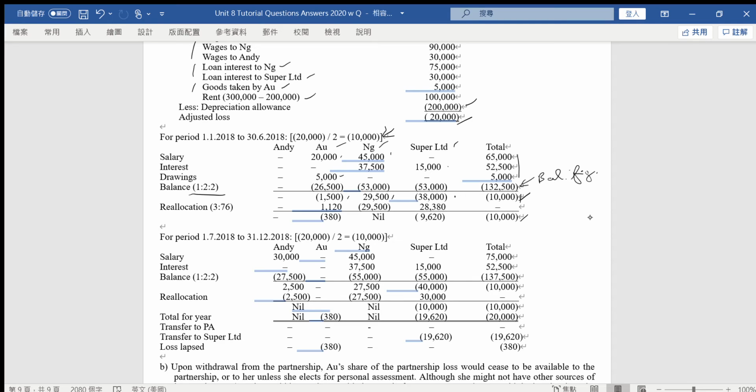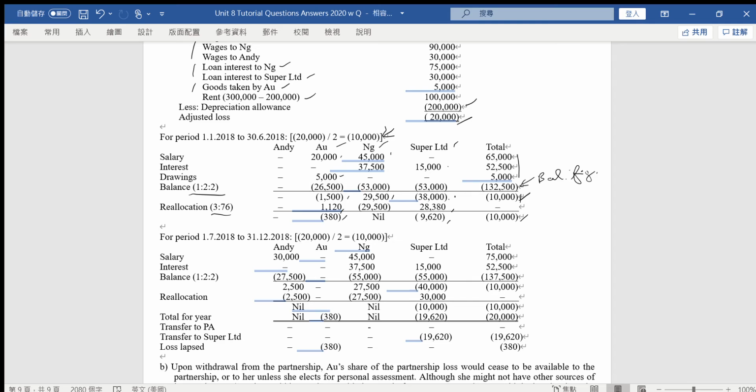We need to allocate this 29,500 to the other two, and we will base it on this ratio, which is 1,500 to 38,000, totaling 76, to allocate this 29,500. Finally, you will find that Mr. Ng is allocated 1,120 and Super Limited is allocated 28,380, and then we add them up. Finally, there is no partner allocated profit, and the others are allocated loss.